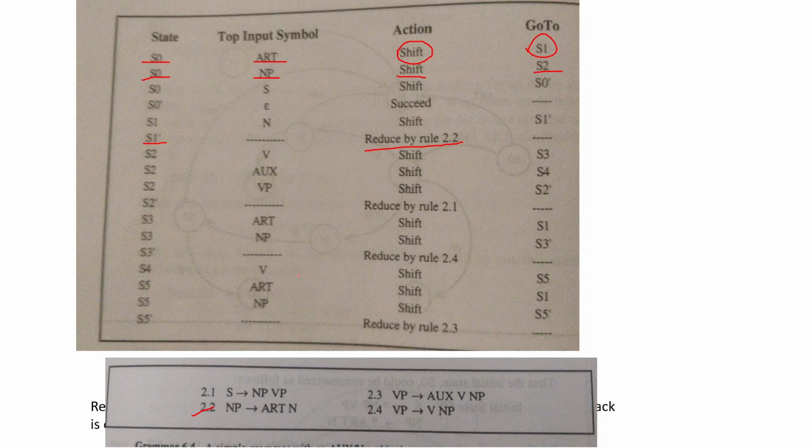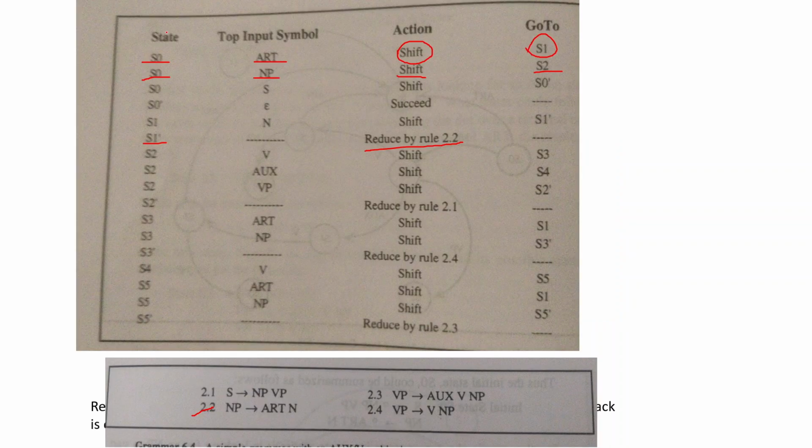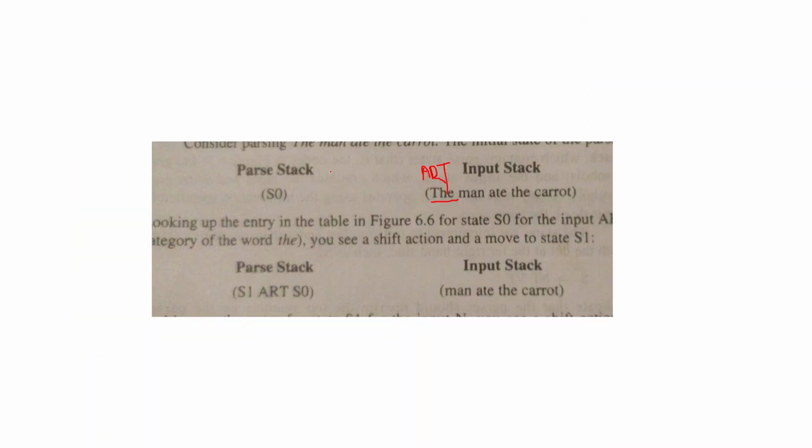Now we look at an example. Our parse stack, we are starting with S0. That is where we started. Now our input contains the man ate the carrot. The first input we come across is the, which is an article. If you come across an article in state S0, the action to be taken is given in the parsing table. S0 is the state, article is being processed. So shift the input onto the stack and go to S1. We will draw the stack here.